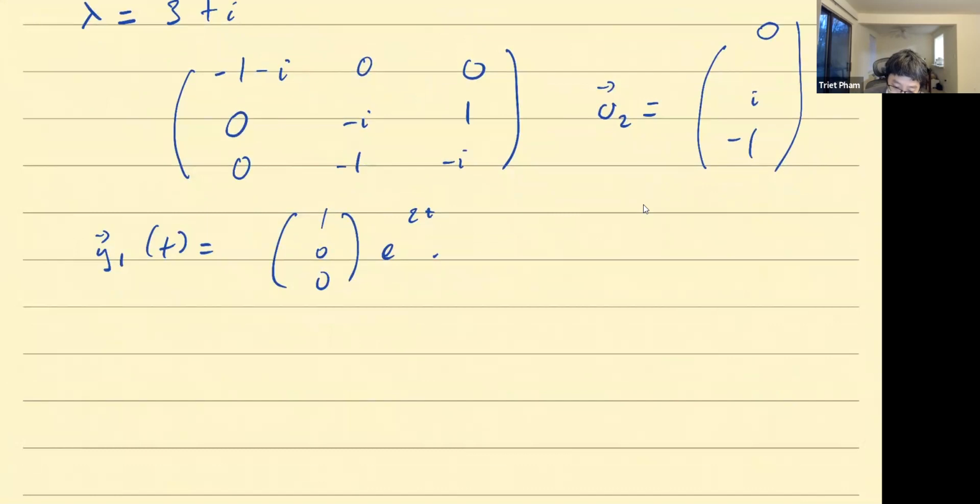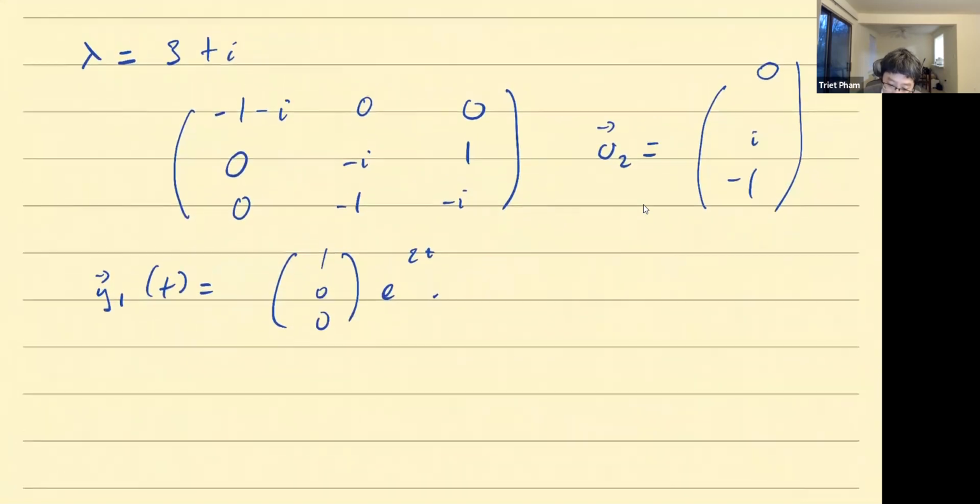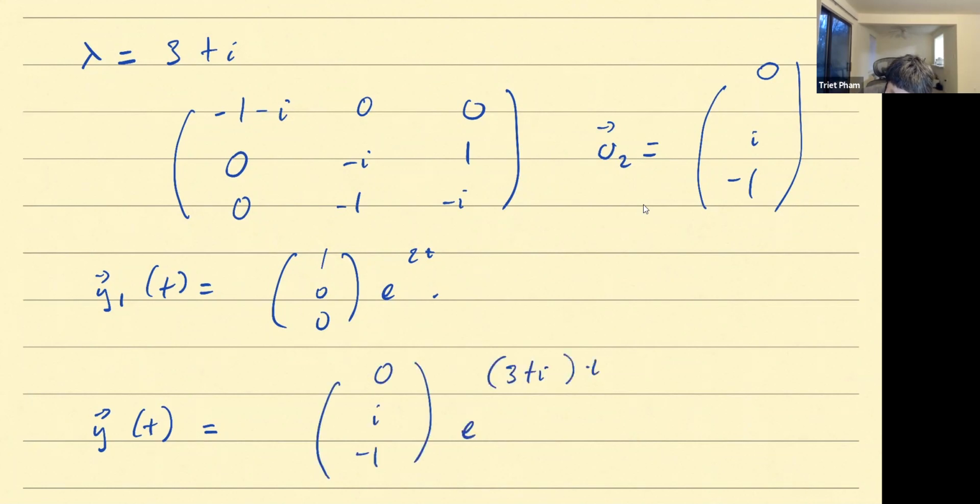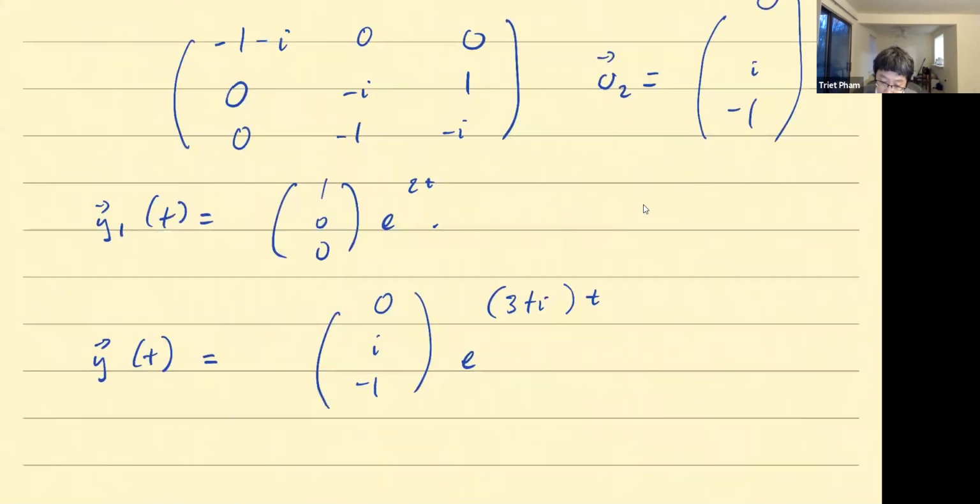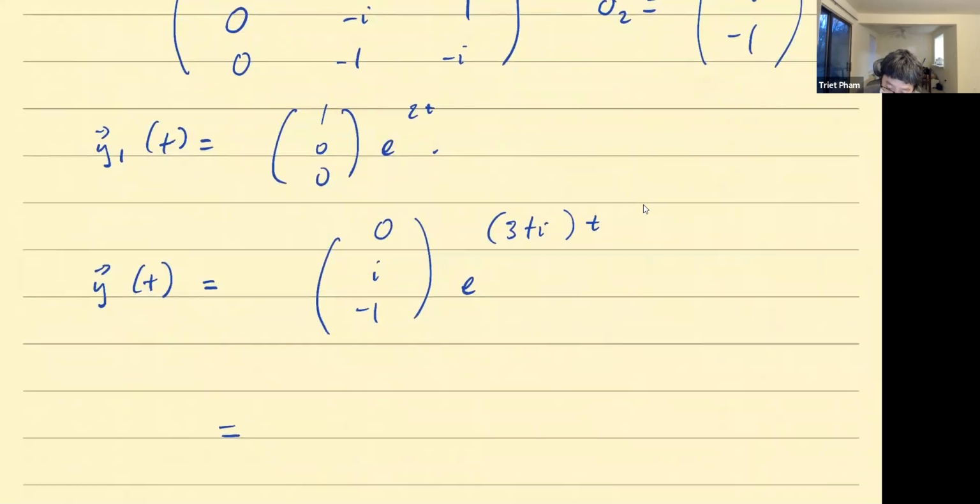Okay. Now to produce my y2, y3, right? I will do the separation, or conversion, whatever that means, right? The realification that we had before, which is what, right? 0, i, minus 1, e to the 3 plus i t. And I will separate these, right? It will be 0, i, minus 1, right? e to the 3t, cosine t plus i sine t.